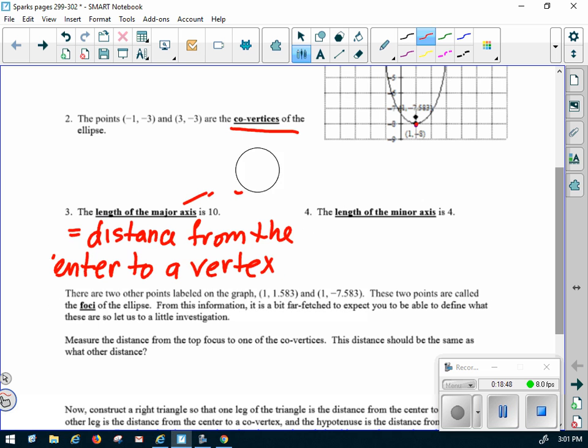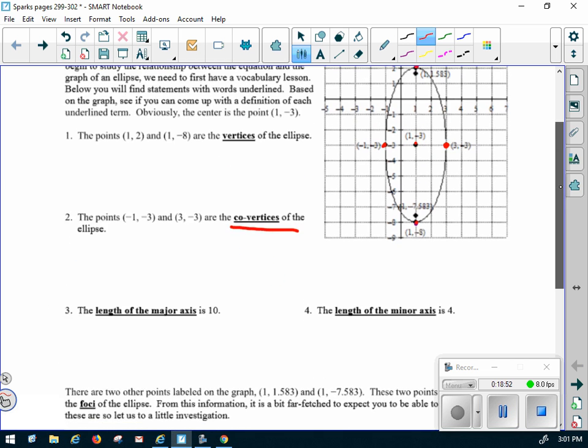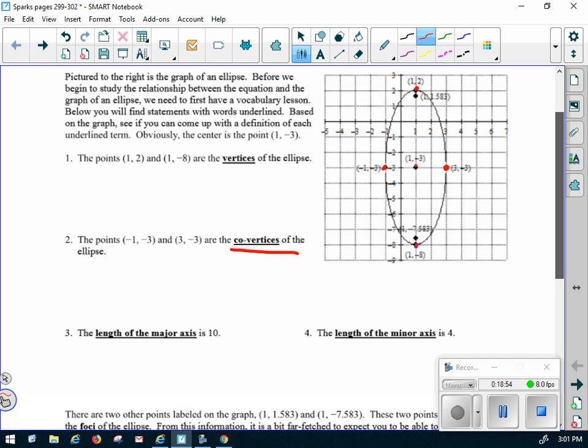Now let's talk about the minor axis. The length of the minor axis is... What's the minor axis? Perfect. The distance between the co-vertices.